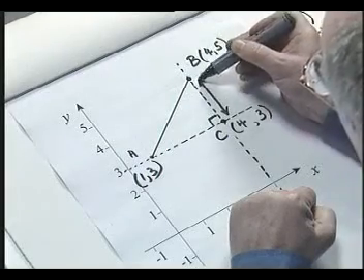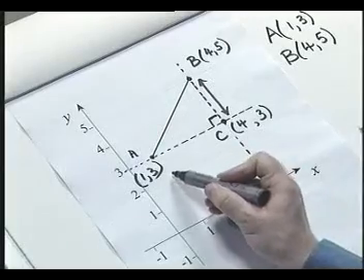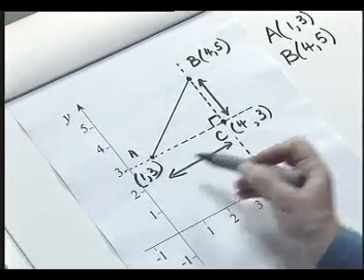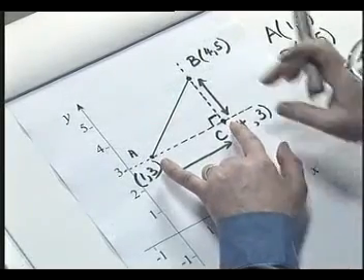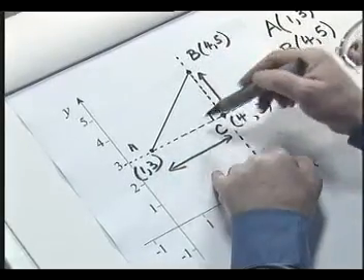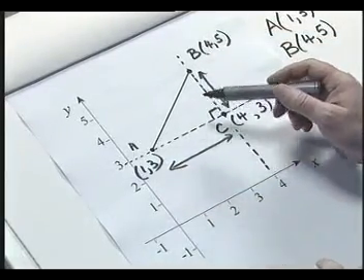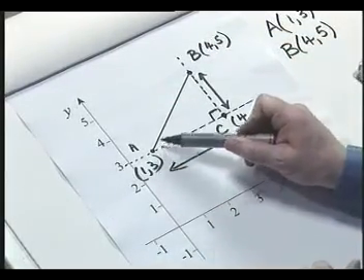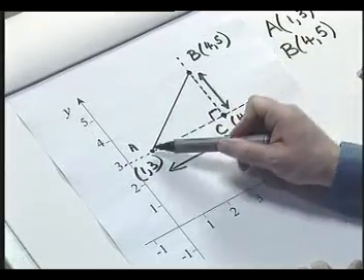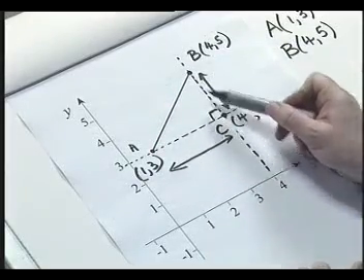Now what I'm going to do is show you how we can calculate this distance in here and this distance in here, because then we will know the lengths of 2 of the sides of this right-angled triangle. And then we're going to use Pythagoras' theorem to get this length, because this length is the hypotenuse of this right-angled triangle.